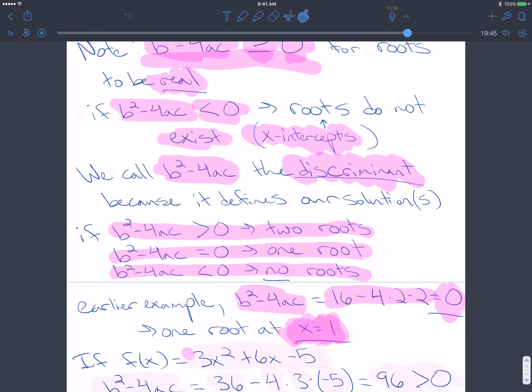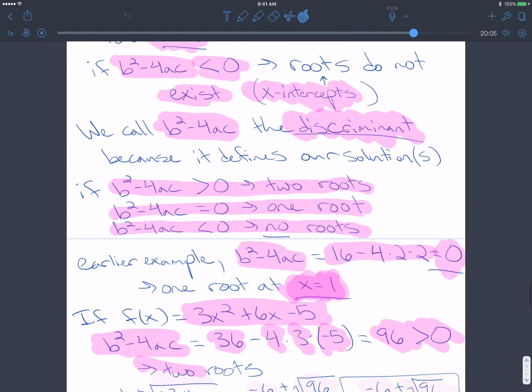So if your function is 3x squared plus 6x minus 5, and you're looking for its x-intercepts, if you solve for b squared minus 4ac, b is 6, which means that b squared is 36, minus 4 times a, which is 3, times c, which is negative 5. So we have 96. 96 is, of course, greater than 0. So that means we have two values.